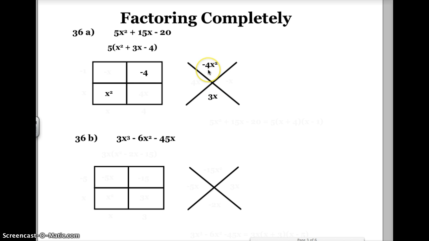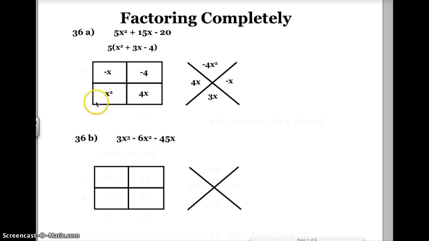Well, I know that they have to have one positive factor and one negative factor to get a negative product. And I'm going to pick 4x and negative x. And the reason this works is because 4x times negative x is negative 4x squared. But if I add 4x and negative x, I end up getting 3x. So let's put these numbers, the 4x and the negative x, into my generic rectangle.